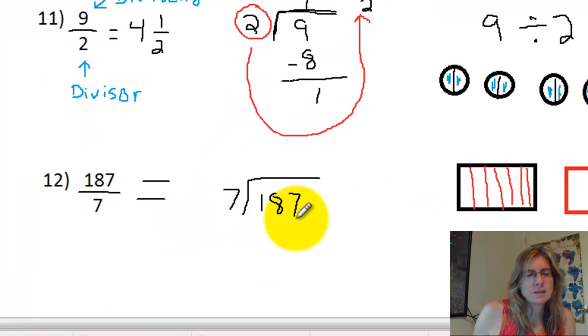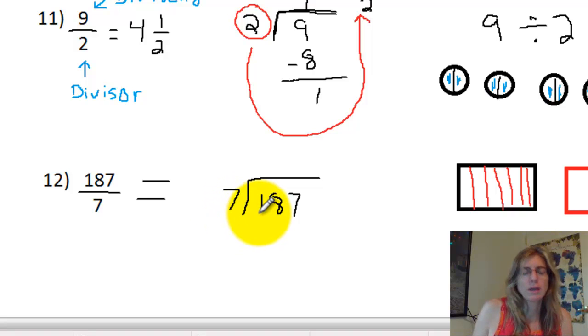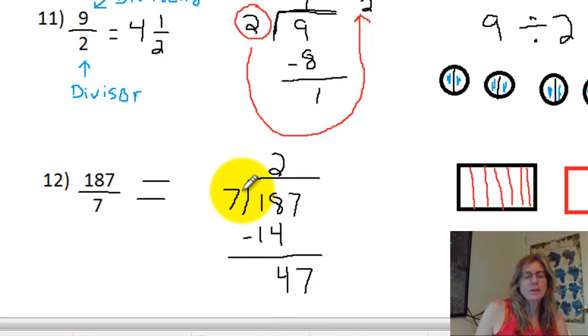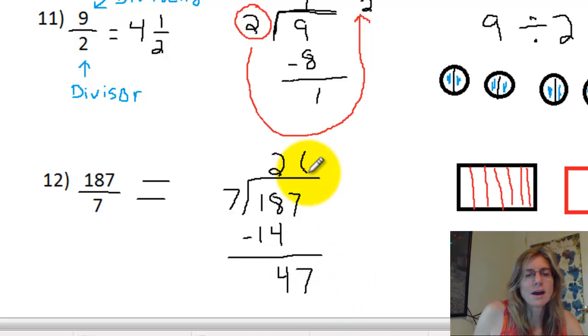Okay, so 7 into 187, basic division. 7 times 3 is 21, so 7 times 3 is too large. I'm looking at what goes into 18. If we said 7 into 1, of course it doesn't go any at all, 0 times. So we're looking at 7 into 18, and that goes 2 times. 2 times 7 is 14, and we'll subtract, bring down the 7. 7 into 47 goes 6 times. 6 times 7 is 42.